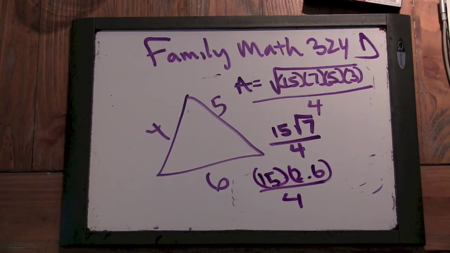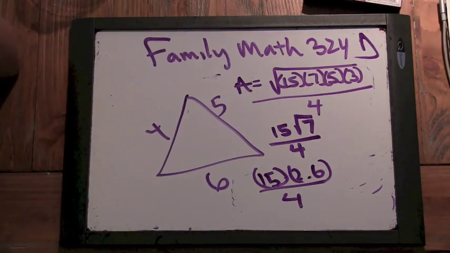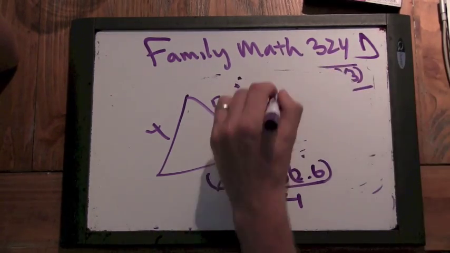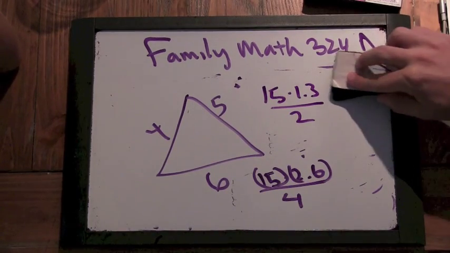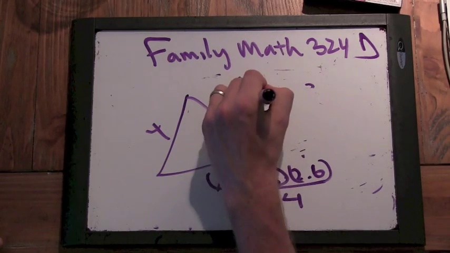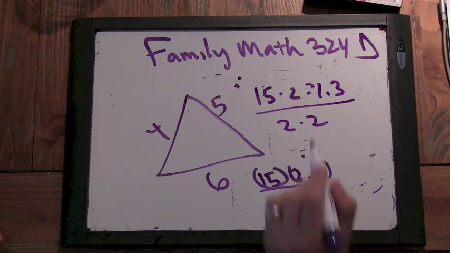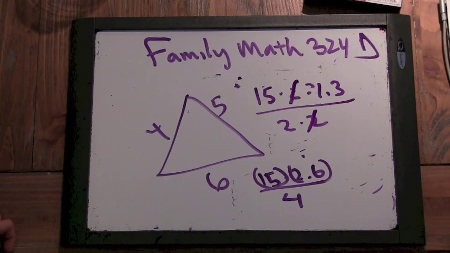We can say it's 1.3. 15 times 1.3 over 4, or over 2. Wouldn't it be 15 over 2? Because you're taking a 2 out of everything? But you're multiplying here. I'm glad you asked that question. So this is 15 times 2 times 1.3 on the top, and on the bottom it's 2 times 2. So we just cancel a 2 on the top and a 2 on the bottom. Do you see that? Yeah. So 15 times 1.3 over 2.